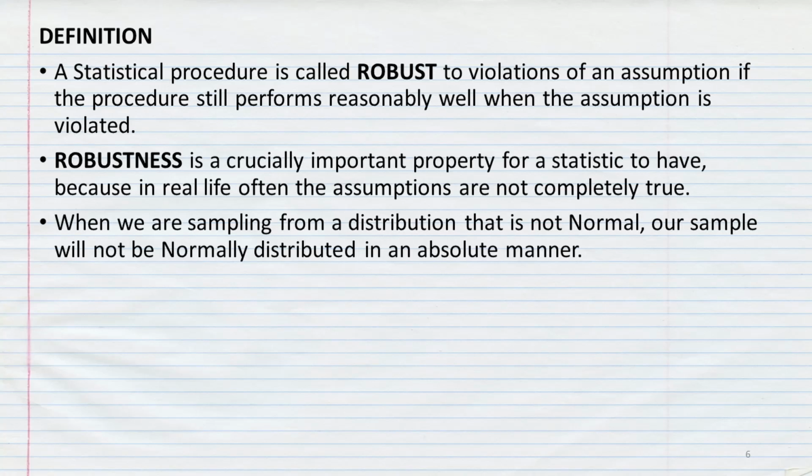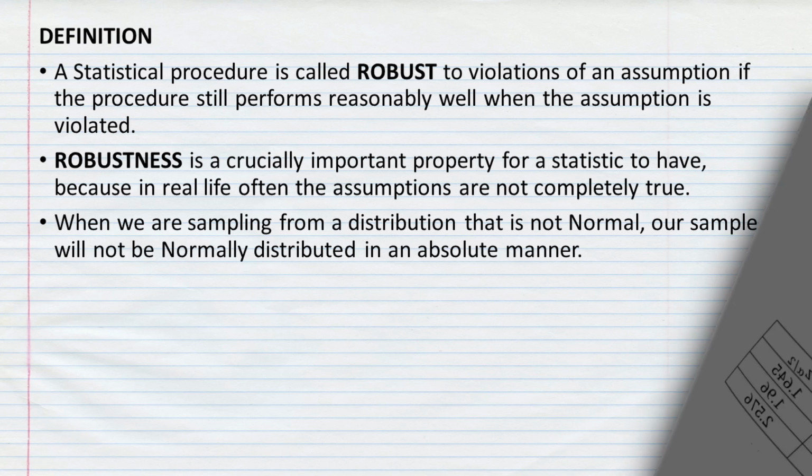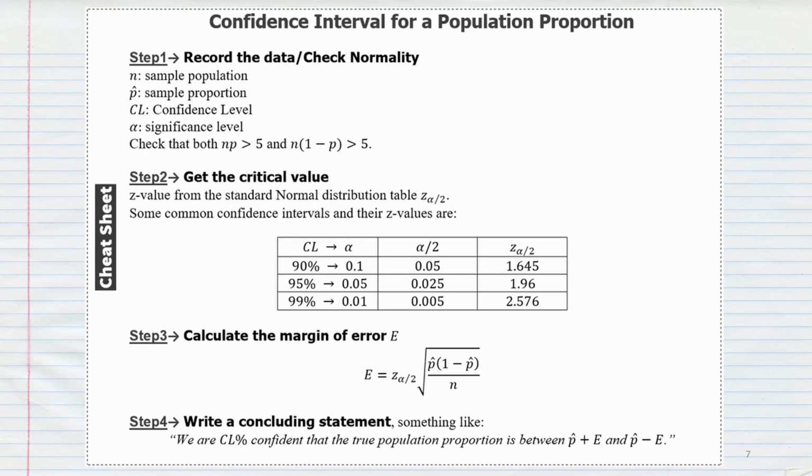Let's define robustness of a statistical procedure. A statistical procedure is called robust to violations of an assumption if the procedure still performs reasonably well when the assumption is violated. Robustness is a crucially important property for a statistic to have, because in real life, often the assumptions are not completely true. Finally, when we are sampling from a distribution that is not normal, our sample will not be normally distributed in an absolute manner. Let's define the confidence interval procedure for a population proportion.